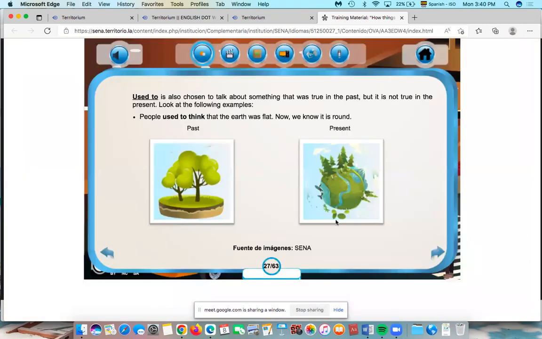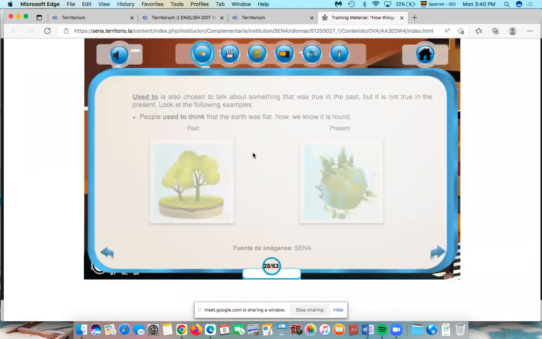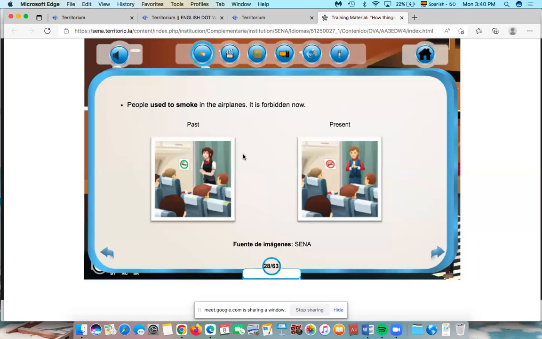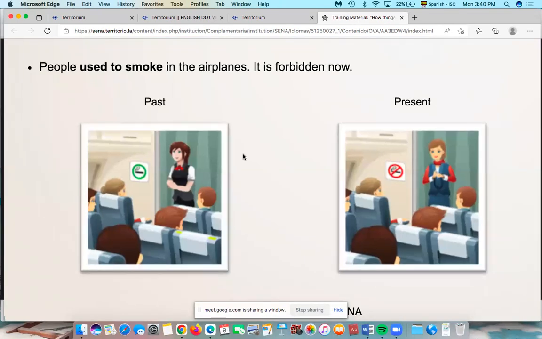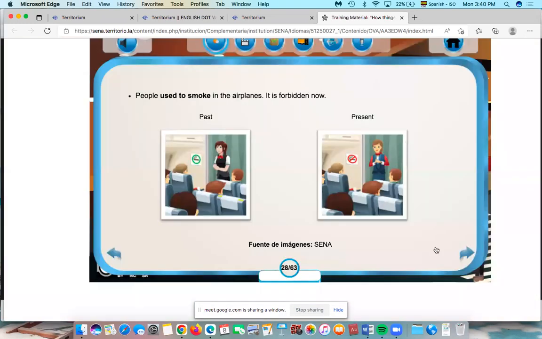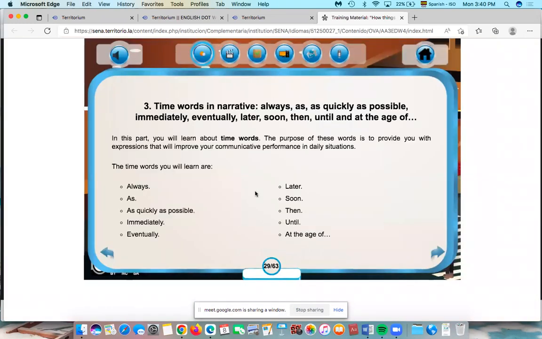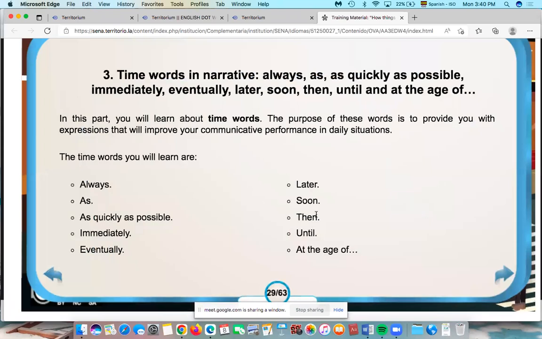Yeah, good. Okay. Here, another example. Diana, can you read this one, please? People used to smoke in the airplanes. It is forbidden now. Great. Okay, well, I love that rule for airplanes and for places as well, restaurants. Me too. Yeah, yes, good. And the next example, okay, well, we don't have more examples, sorry.